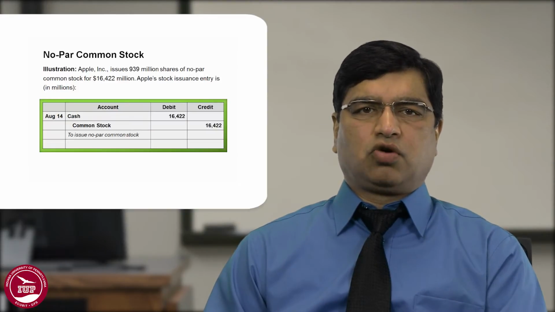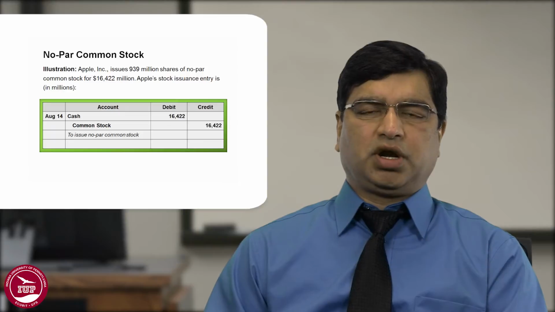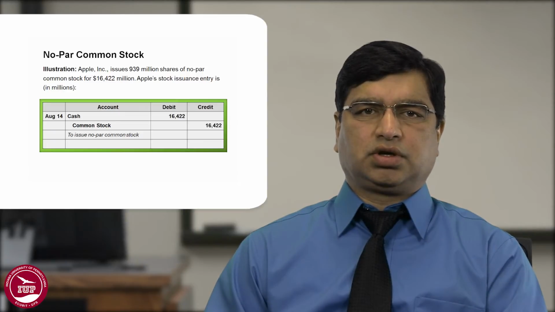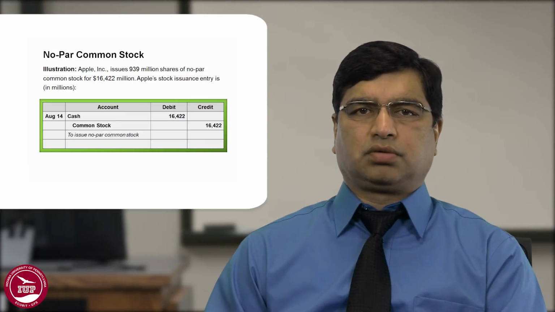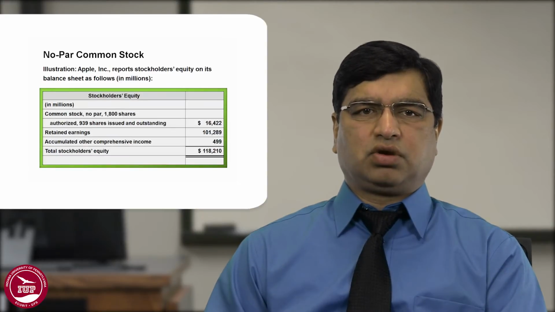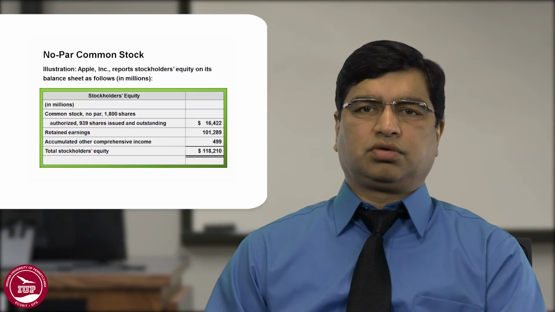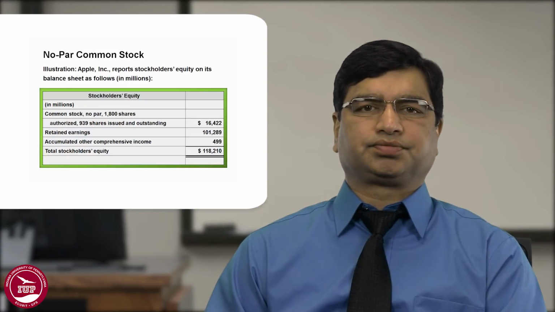Now, if it was a no par common stock, for example, 16,422 million, the entry is just cash to common stock. There is no paid-in capital over here because it is issued as no par stock. So in this case, you've got the common stock at 16,422,000, and the other numbers are just given to you as part of the information.